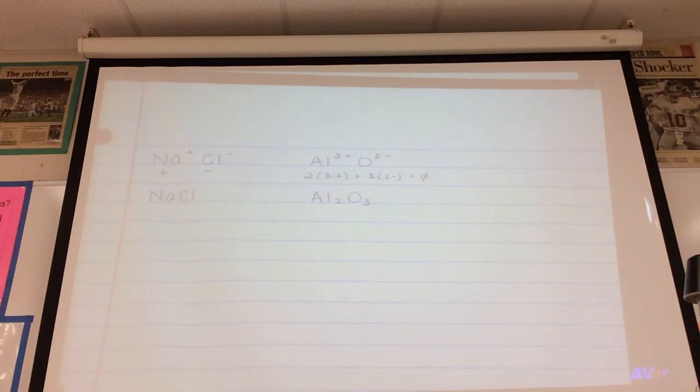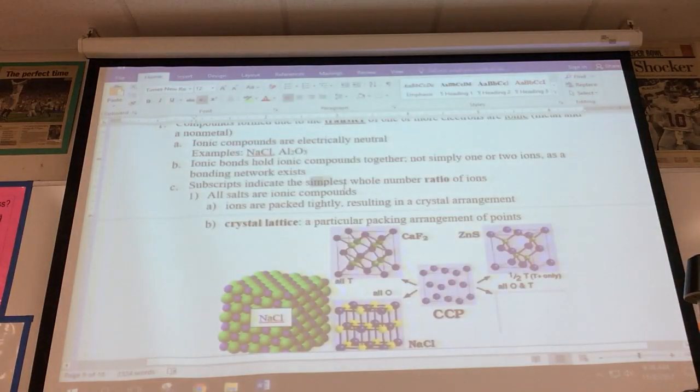Now, when you consider ionic compounds, we have indicated already that the subscripts indicate the simplest whole number ratio of ions. It's not the true number that you actually have, and that's why when you write a chemical formula, after you swap and drop, you reduce if possible. For every 2 aluminum ions, there will be 3 oxide ions. So the subscripts are going to indicate the simplest whole number ratio of ions.